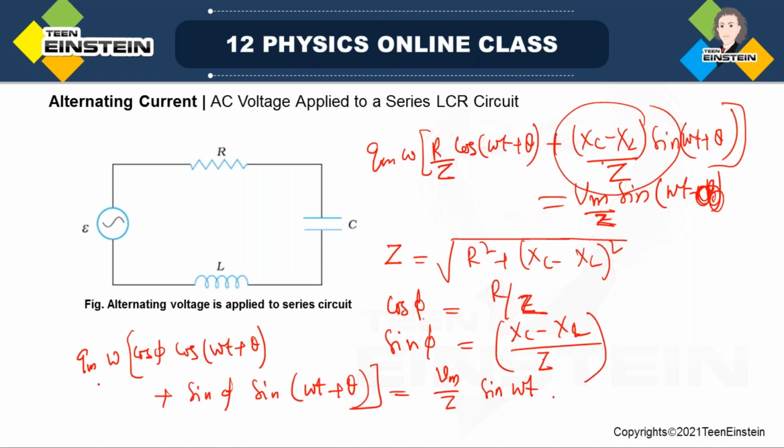So if you use the identity of trigonometry, this particular thing you can write as Qm omega cos of (omega t plus theta minus phi). So this is what you will get, and on the right hand side you get Vm by z sine of omega t.